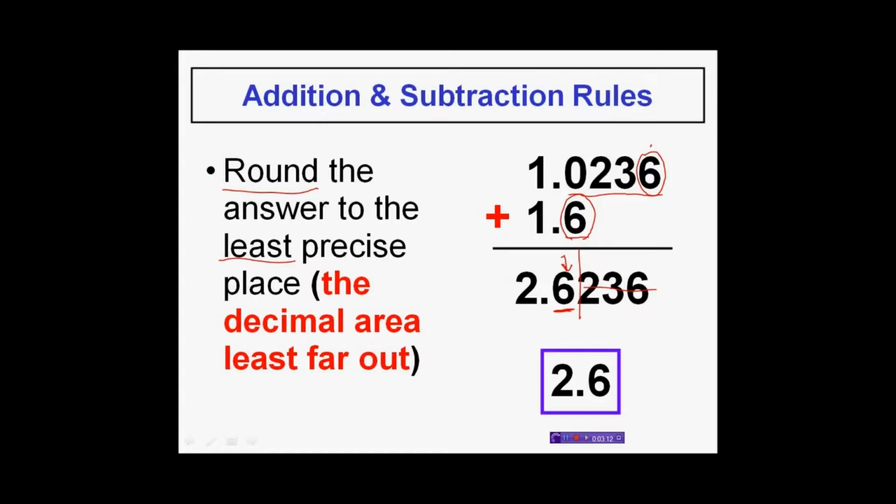But before we just drop them, does the 2 round the 6 up? No, it doesn't. So therefore the final answer is 2.6. And that's rounded off once again to the least precise decimal place that I see in the problem, and that is right there.